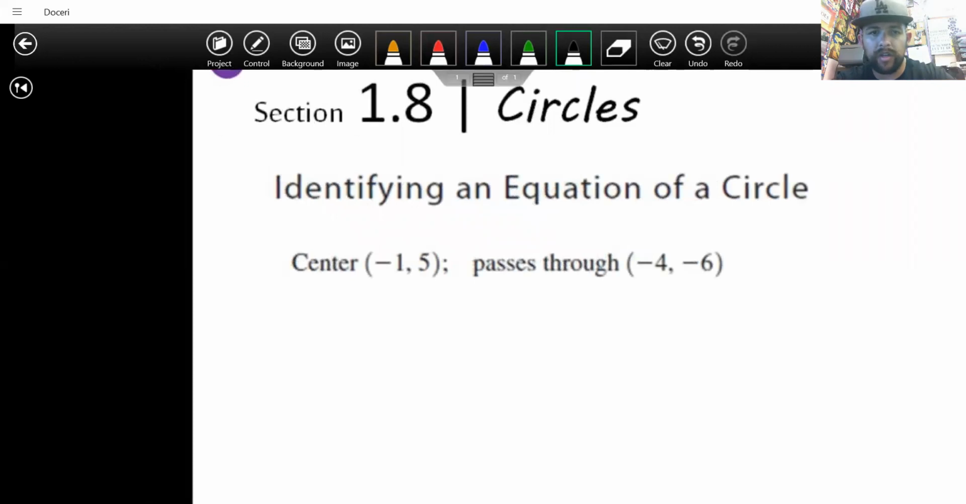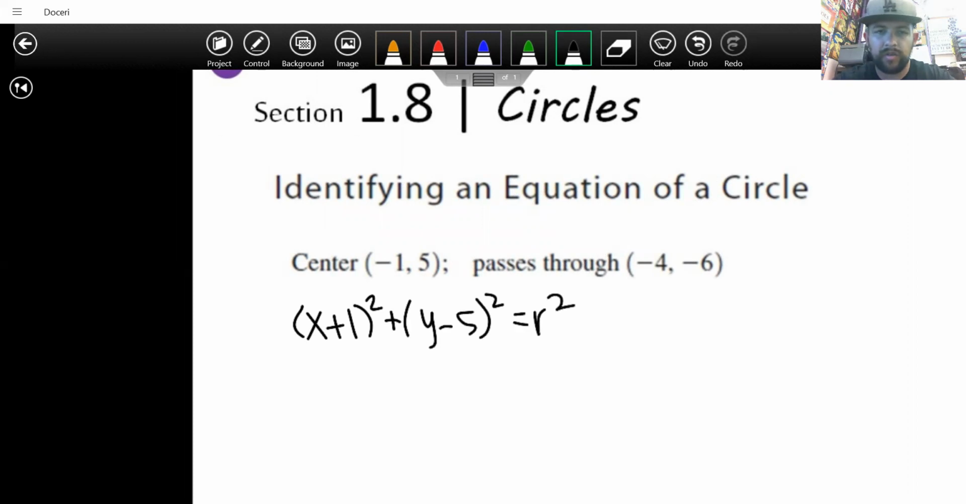The equation that we're going to use is x plus 1 plus y minus 5 squared is equal to r squared. We always use the opposite values when we're plugging into the equation. So this is the traditional equation that we're going to use. We also got to be able to use our other point. So I'm going to look at -4, -6, and I'm going to plug them into my x and y.